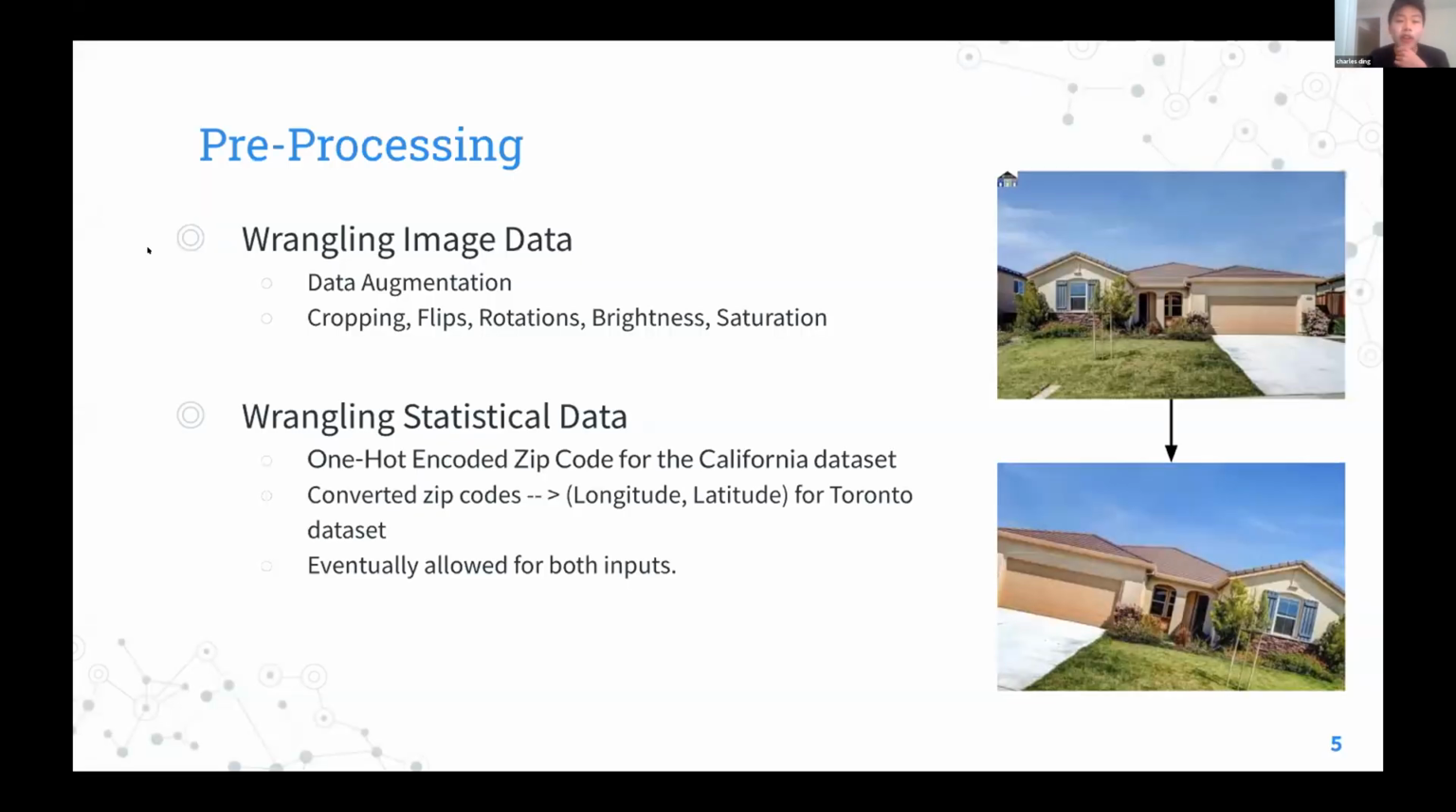And we all know how important the pre-processing as well as feature engineering steps are for data science, machine learning. And so for our image data, we perform various randomized augmentations to double the amount of training data that our model can learn from. From this example, you can see some of these augmentations include cropping the image, flipping, rotating the image, as well as altering its brightness and saturation. And as for our statistical data, because it was gathered from GitHub, most of it's relatively clean, but some techniques worth mentioning is that we one-hot encoded the zip code for the California data set, as well as converted the zip code to latitude and longitude for the Toronto data set. Next slide, please.